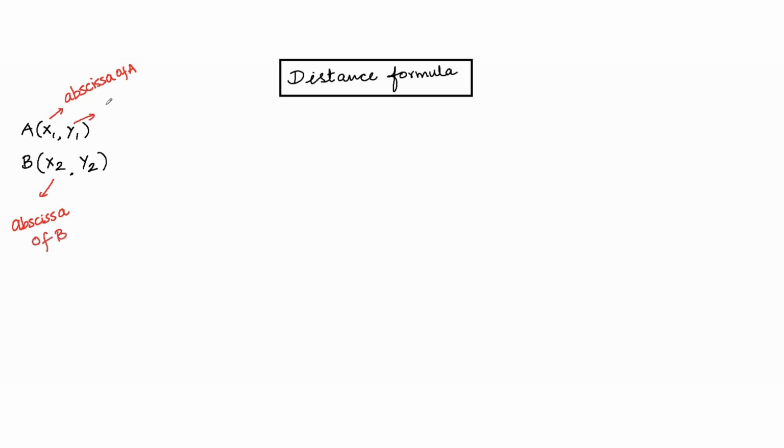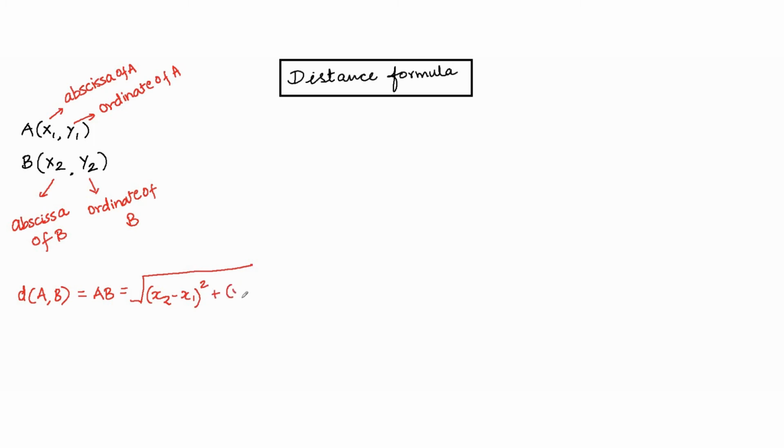y1 is the y coordinate of the point, so it is called the ordinate. So this is the ordinate of A, and y2 is the ordinate of point B, right? Now if these are the two points, then the distance between A and B is nothing but the length of AB, and this length is given by the square root of (x2 minus x1) the whole square plus (y2 minus y1) the whole square.